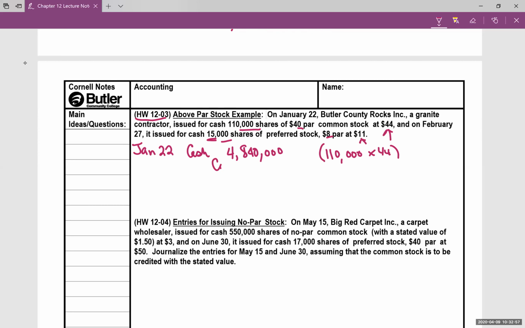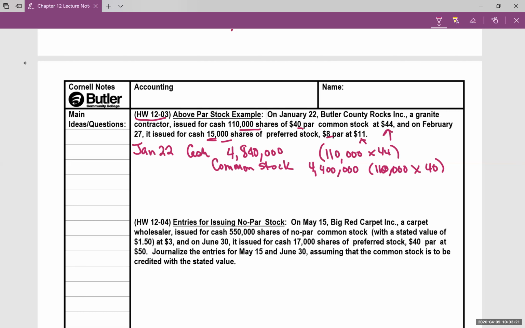We're going to credit, this was our common stock. So when we credit the common stock account, the number we're going to use here, credit 4,400,000. And the calculation on that is you're going to take the 110,000 shares, but this time you take it times the par value.